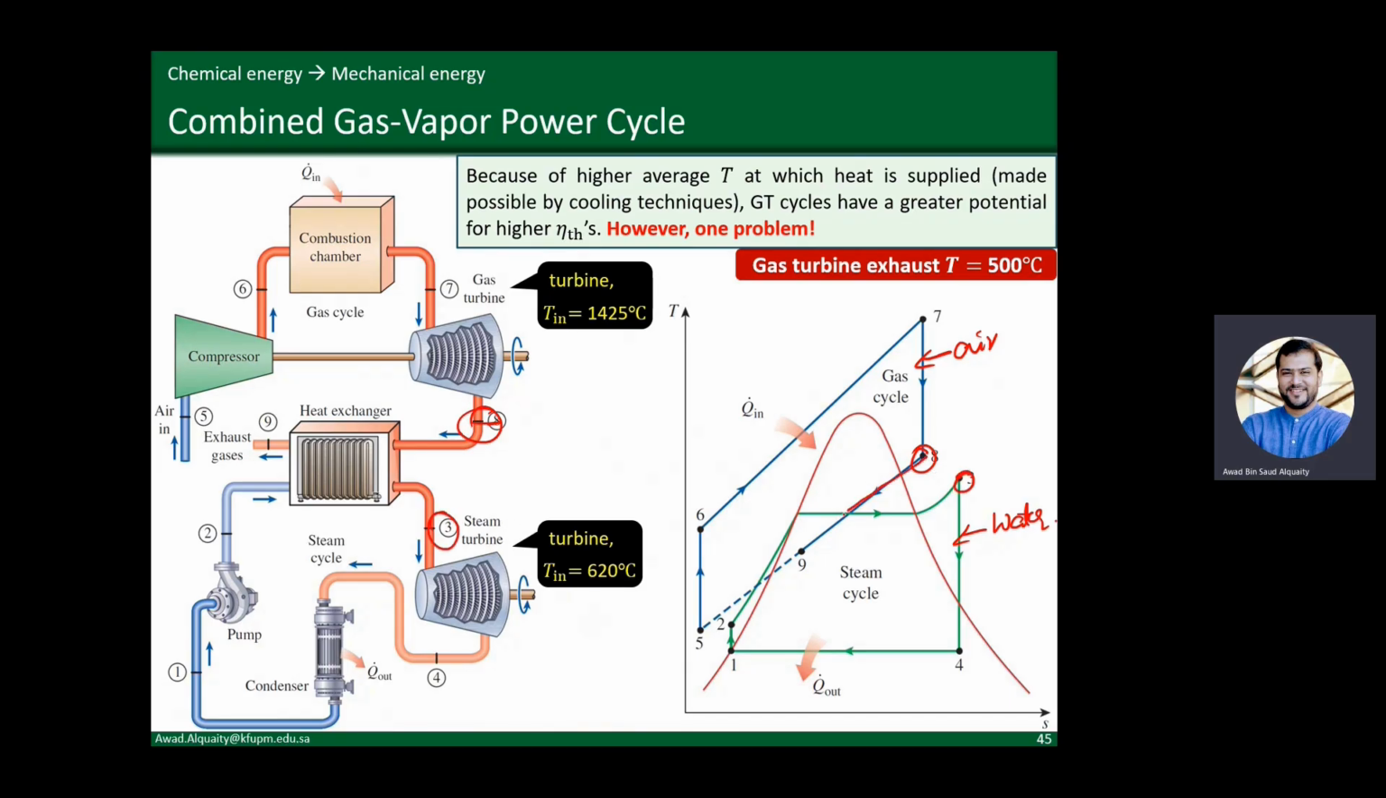It rejects heat, it cools down, comes out at 9, and it basically helps this water, which was at state 2, a higher pressure but very low temperature. It allows us to get heated in a constant pressure process and get converted to steam. And so in terms of heat rejection, of course, the main part where we are rejecting heat is from 4 to 1, but also a tiny amount of heat gets rejected from 9 to 5.